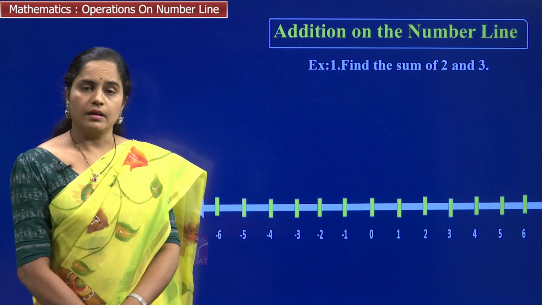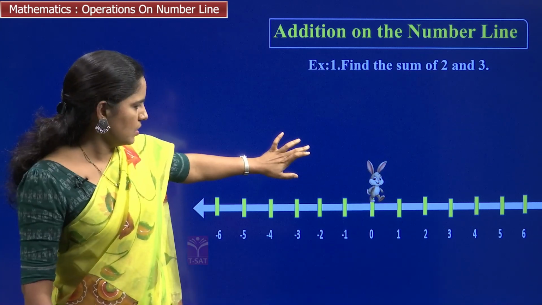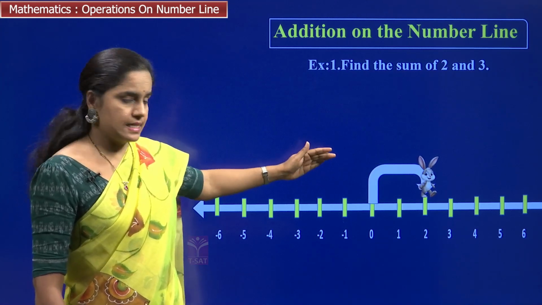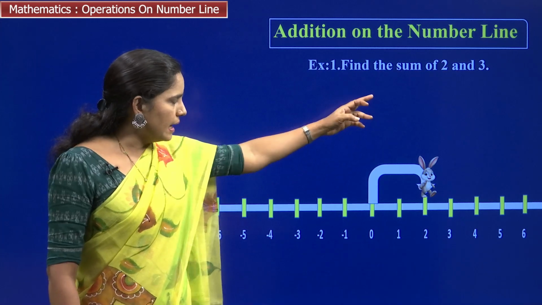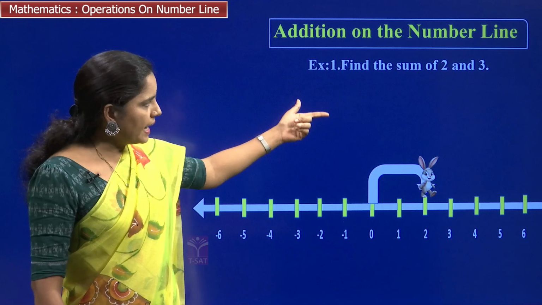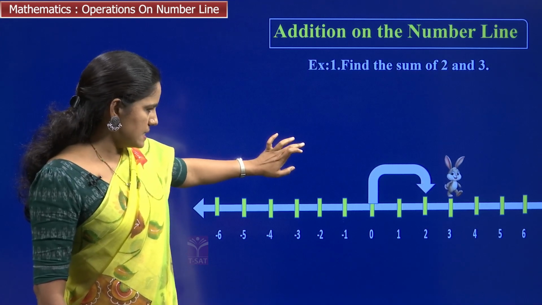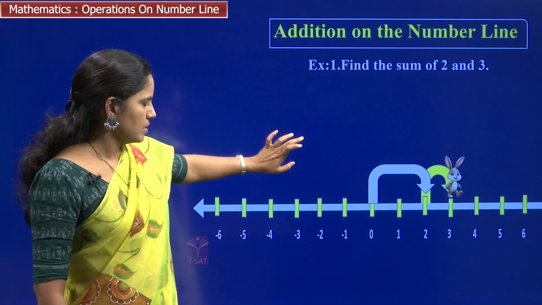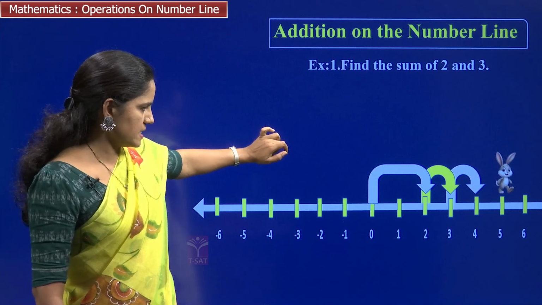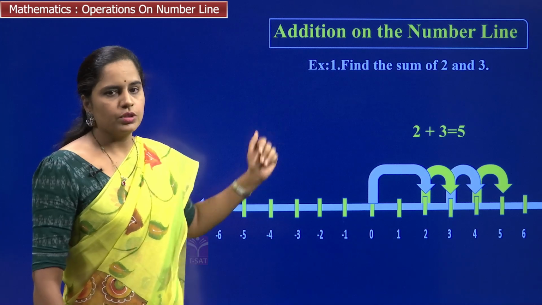So let's do one example for addition. Find the sum of 2 and 3. First, go to 2 and move towards the right. Move how many steps? 3 steps to the right, as we are adding positive 3. 1 step, 2 steps and last 3 steps. Now we are at 5. Therefore 2 plus 3 is equal to 5.